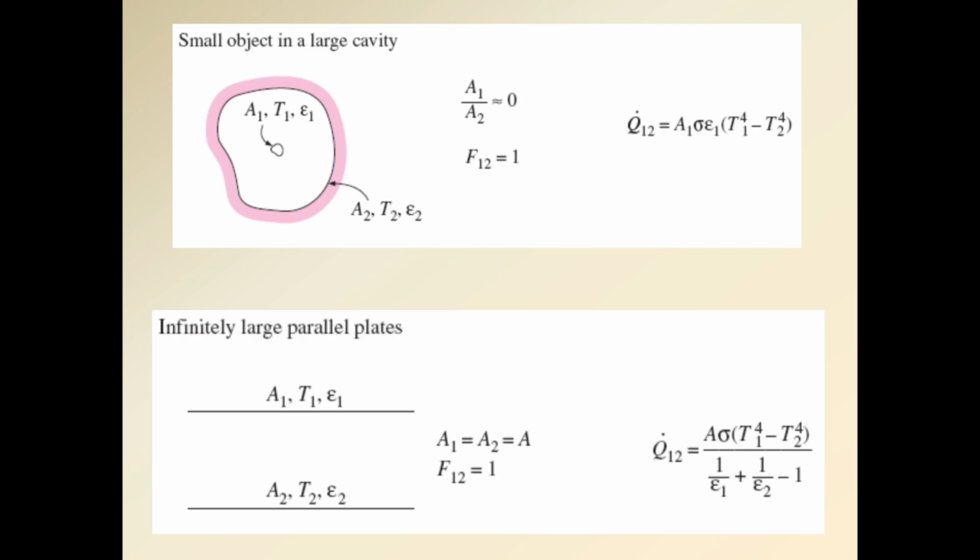A small object in a cavity. In a large cavity, the area ratio A1 by A2 is equal to 0, and the view factor F12 is equal to 1. For infinitely large parallel plates, A1 is equal to A2 is equal to A, and the view factor F12 between faces 1 and 2 is equal to 1.